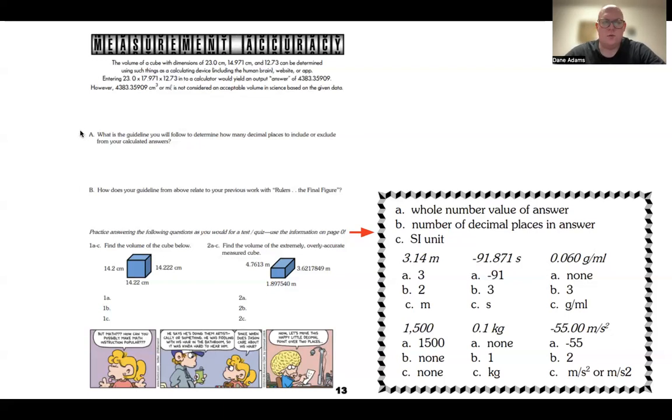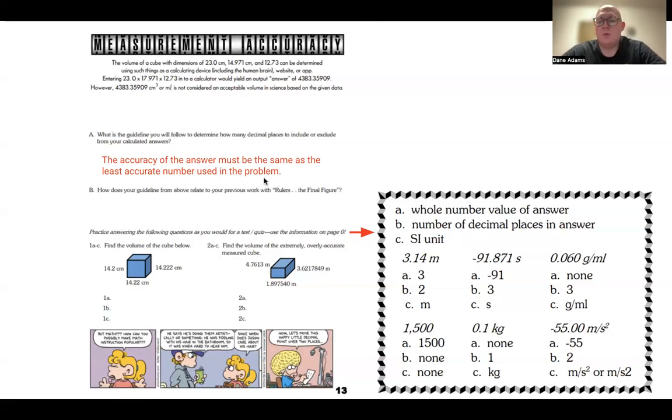I think I told at least a couple classes this last week, but I might not have told everybody, which is why I included this page. Our guideline, or the rule we're going to follow, looks something like this. The accuracy of the answer must be the same as the least accurate number used in the problem. Okay, I'll give you a minute to write that down.